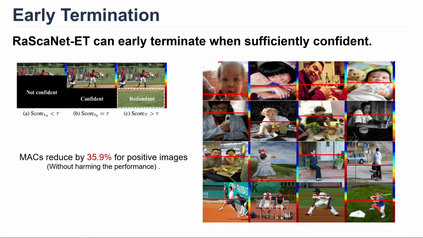Also, we introduce an early termination scheme based on the confidence score of the current scan line. Because it does not require to process a full image, the number of operations is reduced by 35% for positive images. In the right figure, we can see that scanning up to the frontal face is often enough for classifying a person.